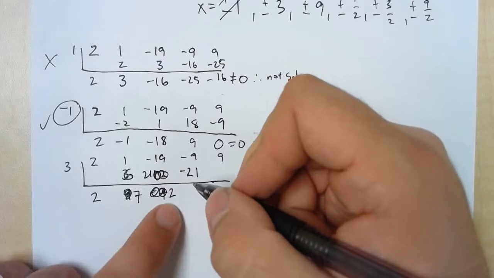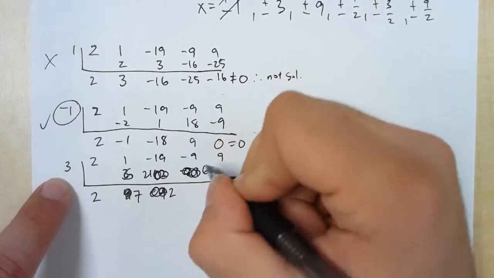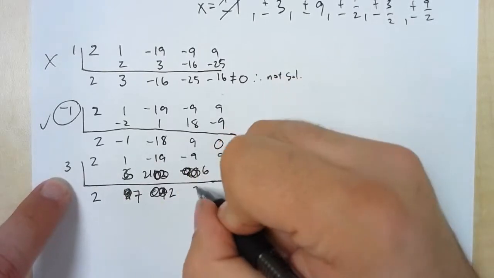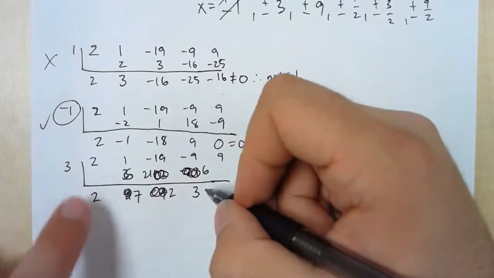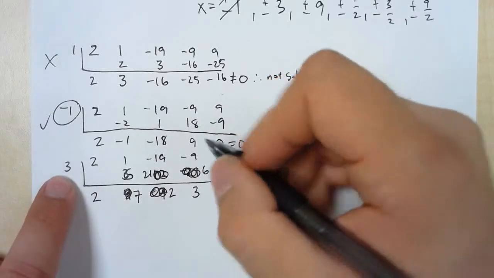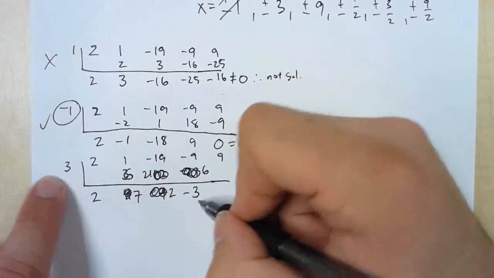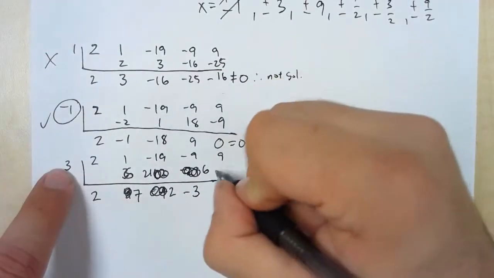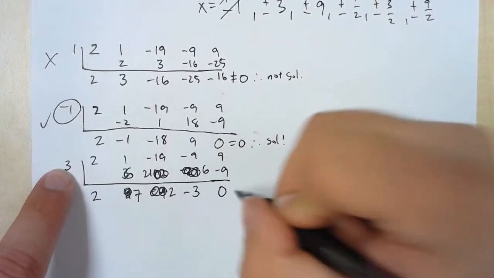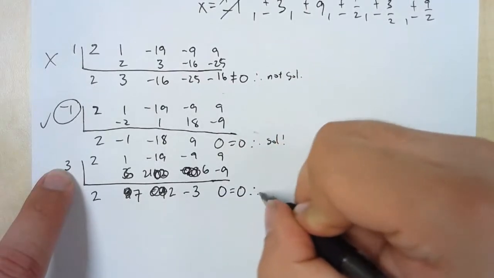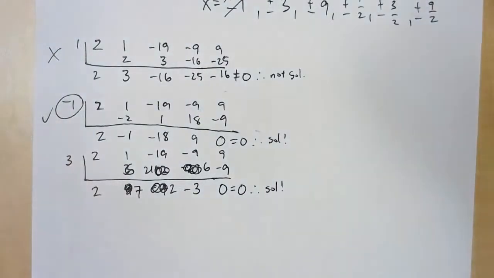This is feeling a lot better. 2 times 3 is 6. Negative 9 plus 6 is negative 3. Negative 3 times positive 3 is negative 9, which gives us 0, which I knew because I worked this problem out and it wasn't working, but it is a solution.